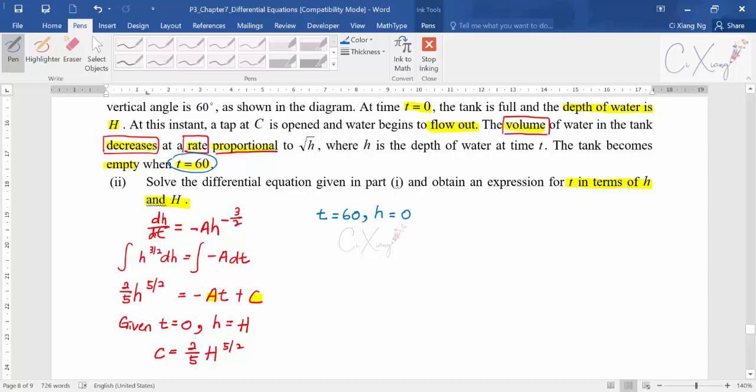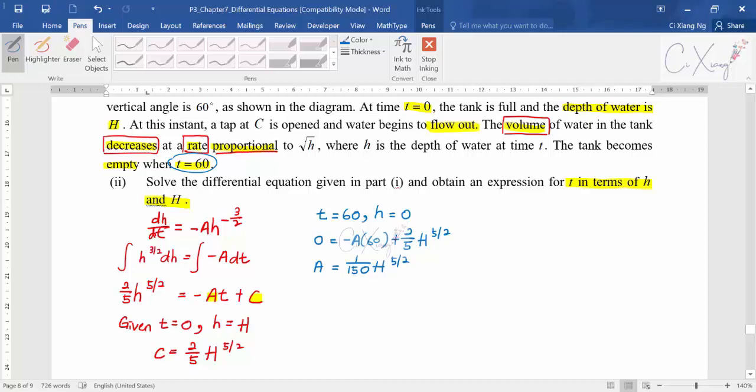So from here, if you substitute into the equation, you will get 0 equals negative A times 60, then plus C, your C is 2 over 5 H power 5 over 2. Okay, so you try to simplify everything and so on. Your A, you should get it as 1 over 150 H power 5 over 2.